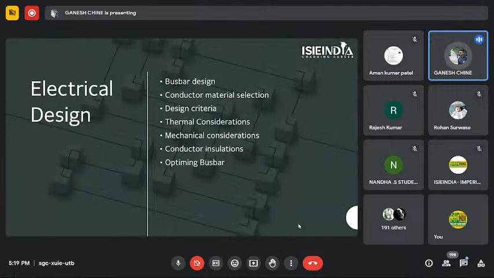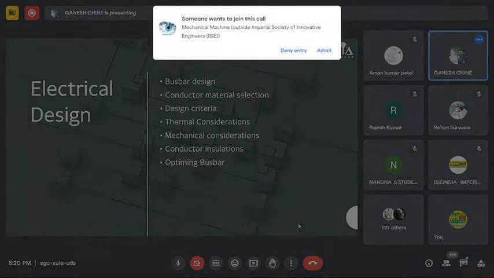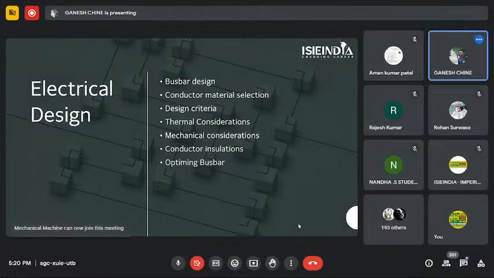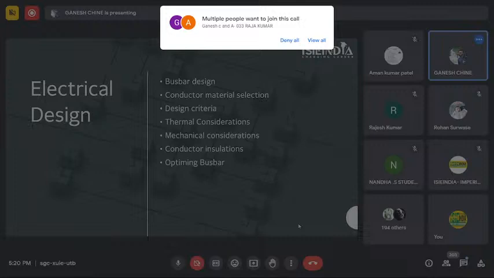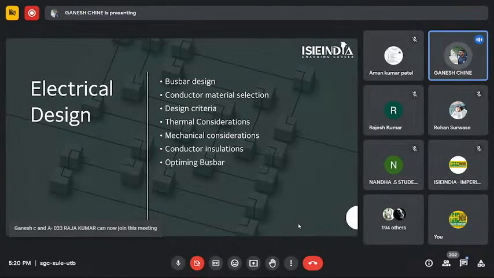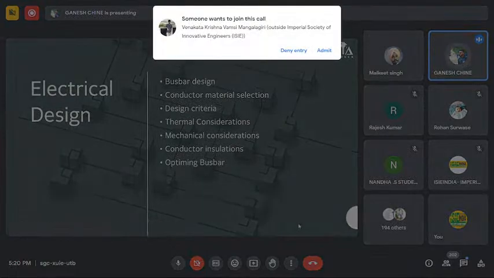Firstly, we are starting with the electrical design of the battery pack. We have three form factors: prismatic cell, cylindrical cell, and pouch cell. So from one cell, we can make the module and from module to pack.